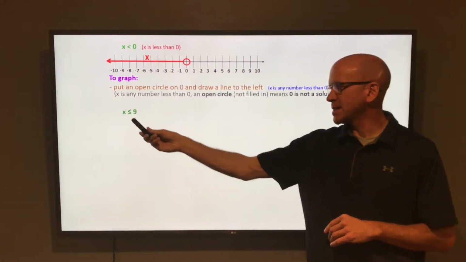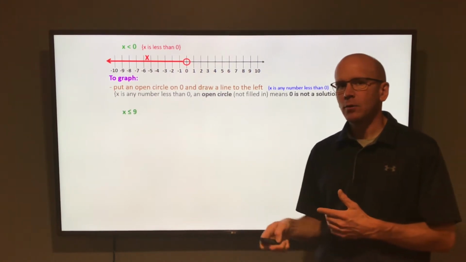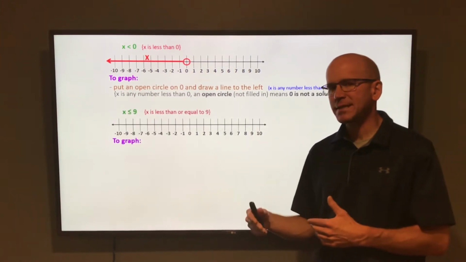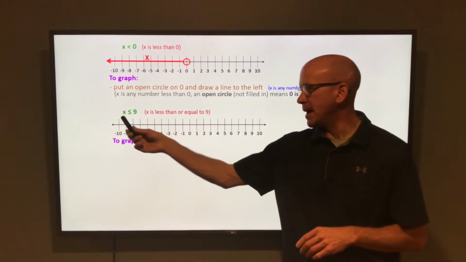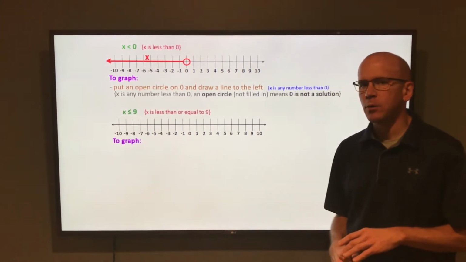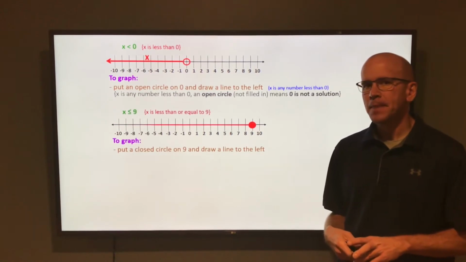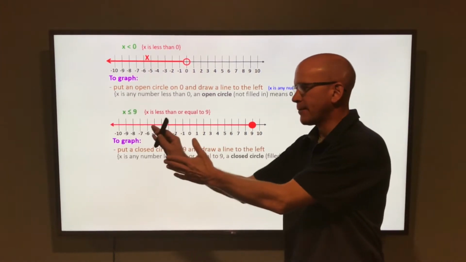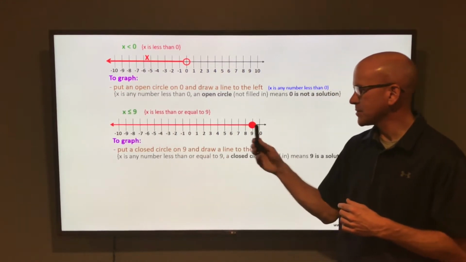If we have x is less than or equal to 9, it means x could be 9 or anything less than 9. So x is any value less than or equal to 9. So since it could be 9, when we're graphing this, we're going to put a closed circle on 9. That means this circle is filled in. And since it's less than or equal to 9, our arrow goes to the left. X is any number less than 9, but it could also be 9.